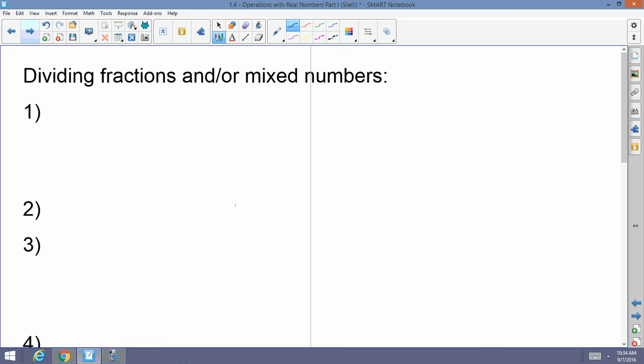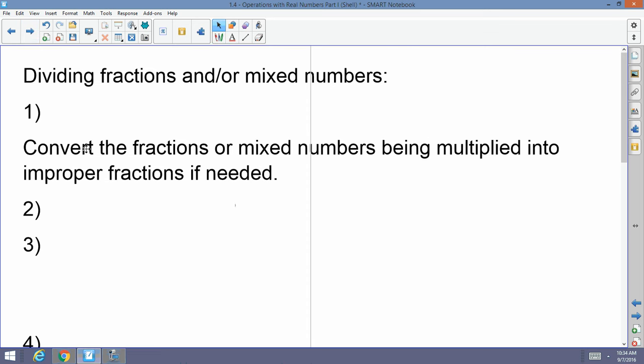All right. Now, dividing. When we're dividing fractions and or mixed numbers, remember the caution from before still applies. Whenever we're multiplying or dividing mixed numbers, you must turn them into improper fractions. So, of course, surprise, surprise, step 1 is convert the mixed numbers being multiplied into improper fractions, if needed. If you don't have mixed numbers, you don't have to worry about this, right?